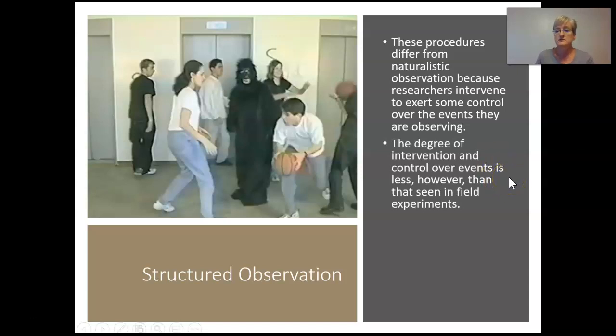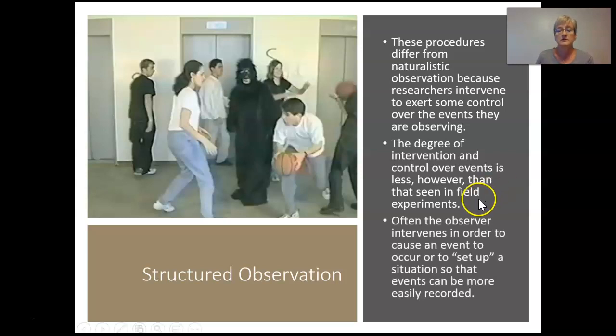How much intervention is involved and how much control over the events, that varies. And it's not typically quite as much control over the situation as what you would see in a field experiment, where they tend to be a bit more elaborate and there are more variables that are being controlled. Often the observer, the person who's recording the observation, will do the intervening in order to set up a certain kind of situation. There have been a number of these inattention bias studies.